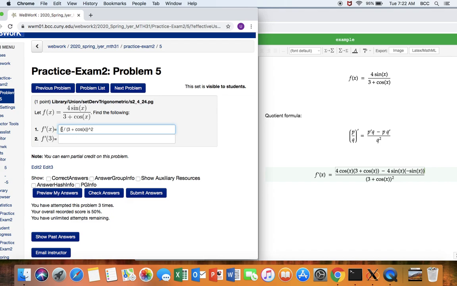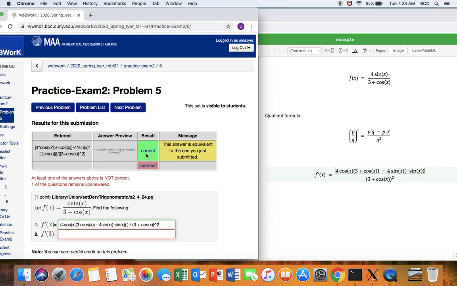Now the numerator. The numerator is 4 cosine x, and mind you, I have a parenthesis there. So another parenthesis, 3 plus cosine x. I got that part done. I don't want a dot. Minus 4 sine x and minus sine x inside parentheses. So you see, I did not even have to simplify. I simply typed it in as it was. Let's submit it, and it's correct.